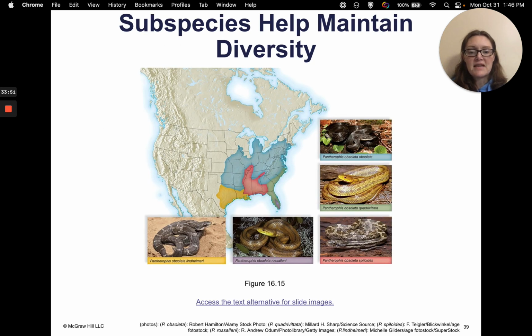Here are just some examples. Subspecies help maintain diversity. These are all the same species, these are just different subspecies. And so a variety of the same kind of snake is going to help the snake survive under different conditions. And going back again, diversity is good.